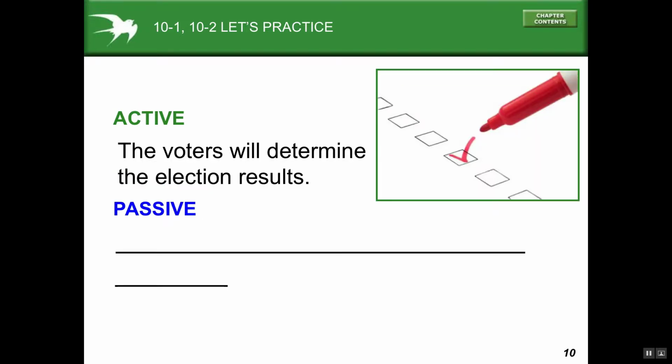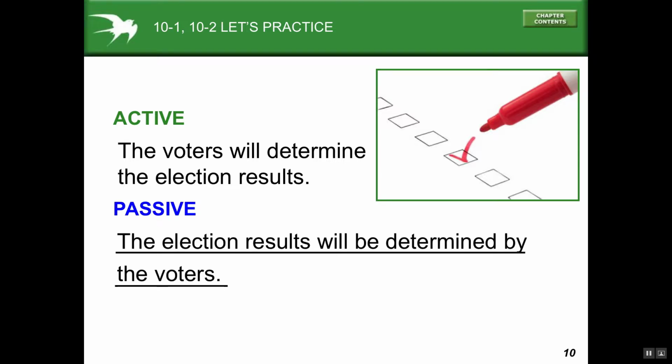Here's another example. "The voters will determine the election results," and the passive is "The election results will be determined by the voters."